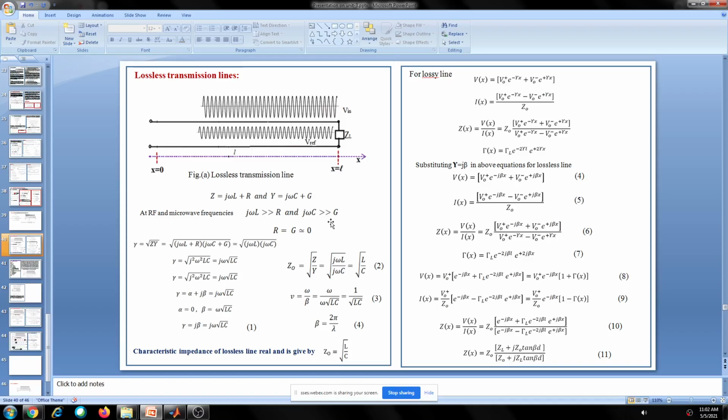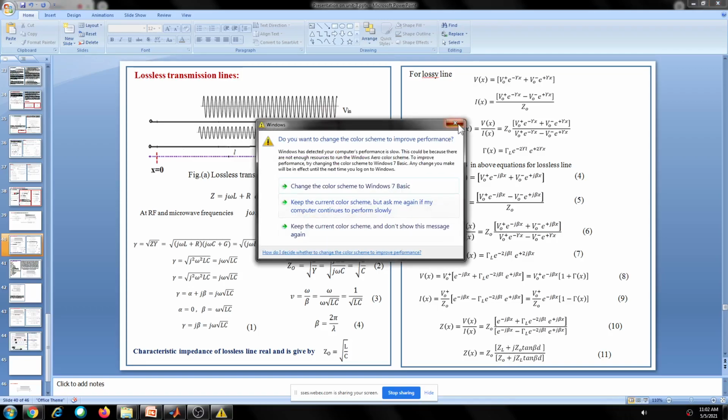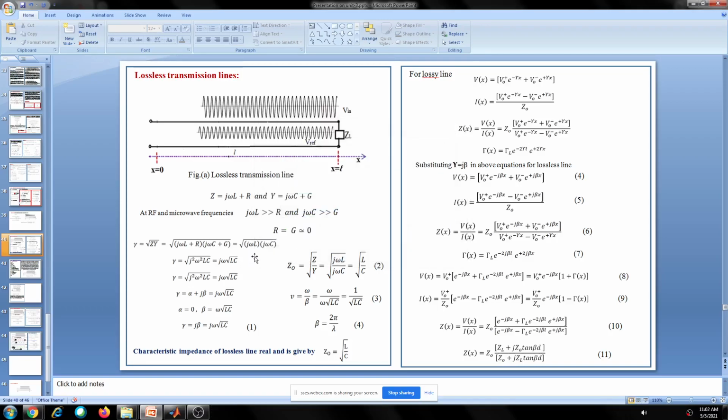So we can neglect the value of R with respect to j omega L. By doing that, we got the propagation constant given by this equation. Simplifying, the propagation constant is j omega root of LC. That is, it consists of only an imaginary part, j beta, and alpha equals 0. That is, attenuation is 0 over the line, as we saw in the previous class.